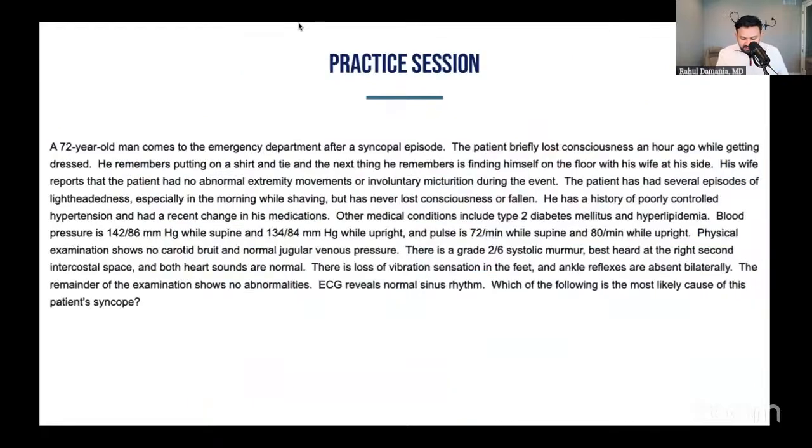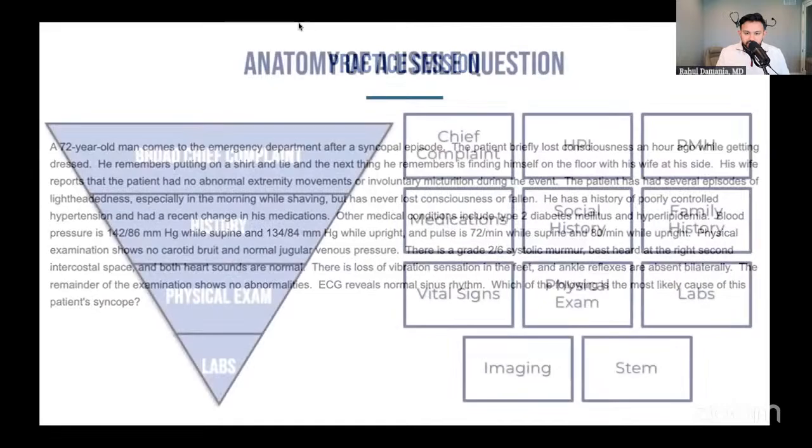Here's a practice. What's the stem? Which of the following is the most likely cause of the patient's syncope? What building block is this? A 72-year-old man comes to the emergency department after a syncopal episode. What is that building block? Can you type into the chat box that first sentence? What is it called? The first sentence.